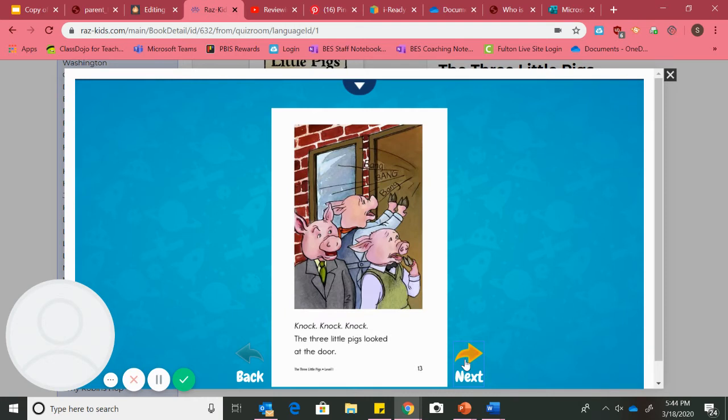Knock, knock, knock. The three little pigs looked at the door. Look at the other two pigs. They look scared. But the third brother, he's like, nope, he's not going to be able to do it.